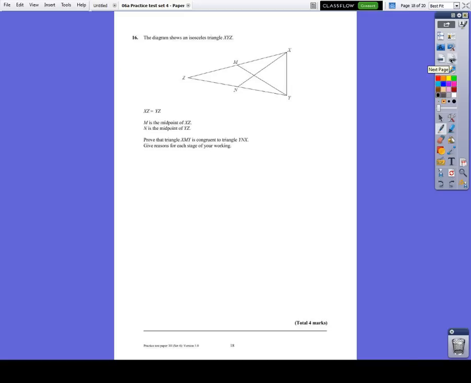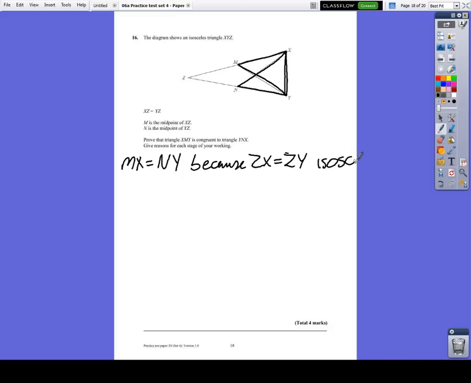Question 16. The diagram shows an isosceles triangle XYZ, and all of that information. So M and N are the midpoints. Prove the triangle XMY is congruent to YNX, so this triangle here. Give reasons for each stage. Well, the first one I'm going to put is that MX is equal to NY, so both have got a side that are the same, and that's because ZX equals ZY, as it's an isosceles triangle. And not only is it an isosceles triangle, M and N are midpoints, so they must be the same size.